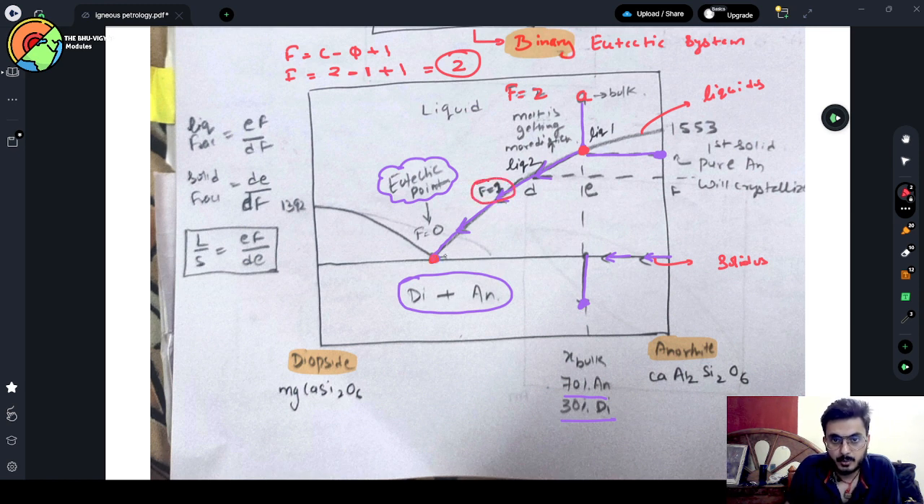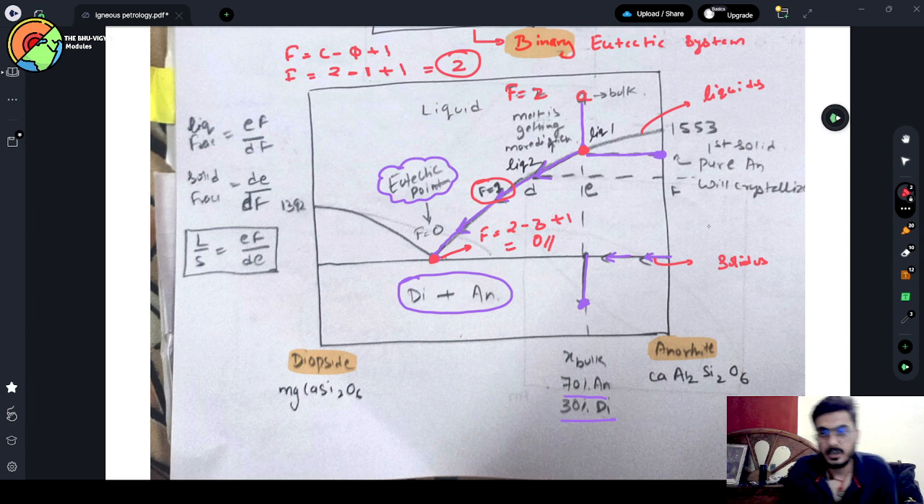At the eutectic point, if we calculate the degree of freedom, the number of components is 2 and the number of phases will be 3: diopside, anorthite and liquid. So 2 minus 3 plus 1, so it will be minus 1 plus 1, it will come out to be 0. So at the eutectic point, the degree of freedom is 0, and this point is also known as the invariant point.